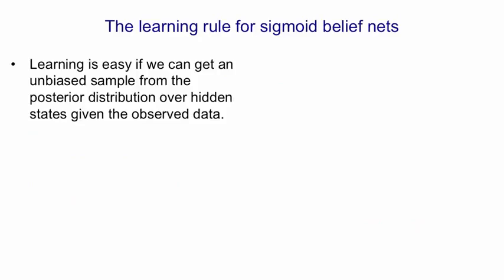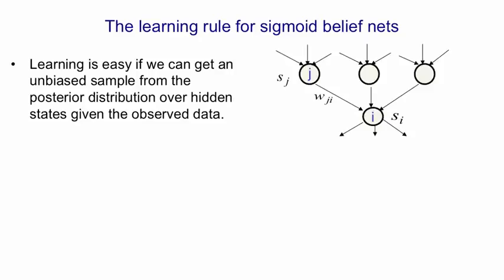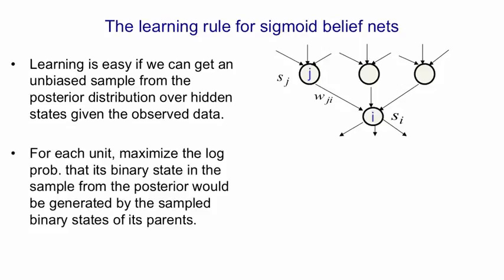So if we can get an unbiased sample from the posterior distribution over hidden states, given the observed data, then learning is easy. So here's part of a sigmoid belief net, and we're going to suppose that for every node we have a binary value. So for node j, that binary value is sj, and that vector of binary values is a global configuration for the net, which is a sample from the posterior distribution. In order to do maximum likelihood learning, all we have to do is maximize the log probability that the inferred binary state of unit i would be generated from the inferred binary states of its parents.